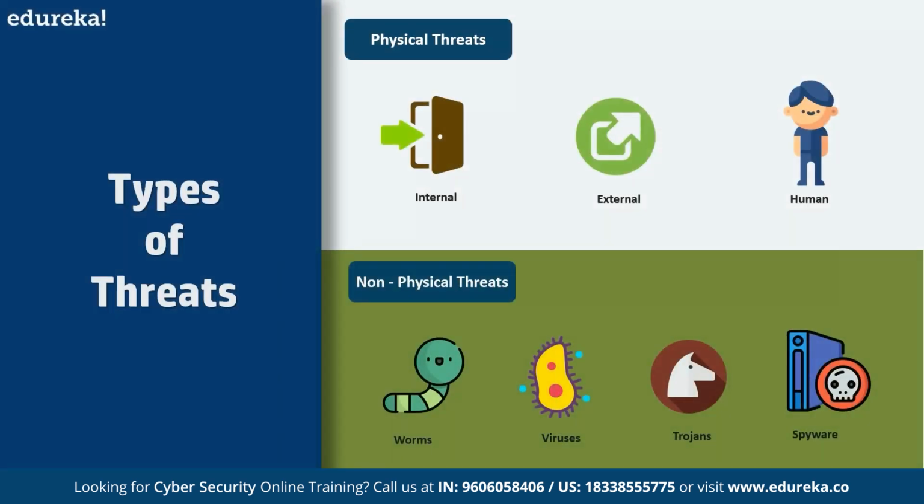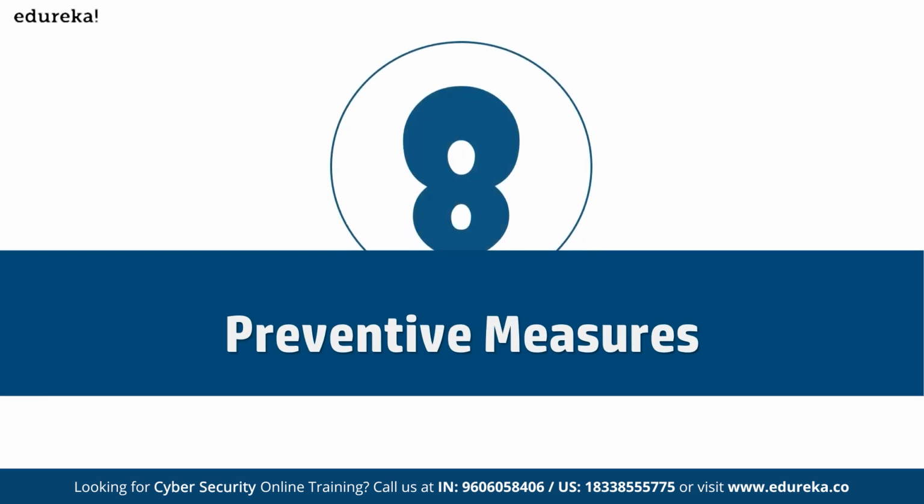A physical threat is a threat which is physical in nature, like internal, external, humans are the physical threat. Non-physical threats are like your worms, viruses, trojans, ransomware. All these are known as non-physical threats.